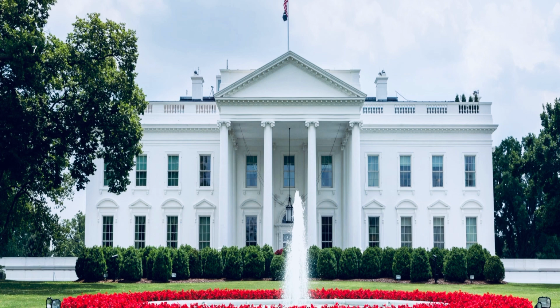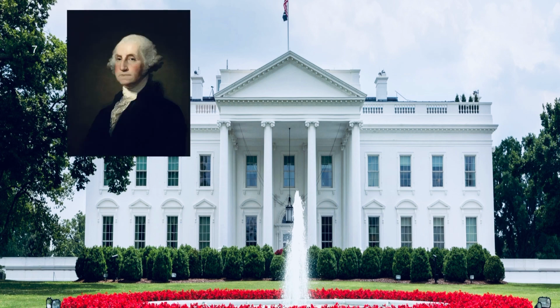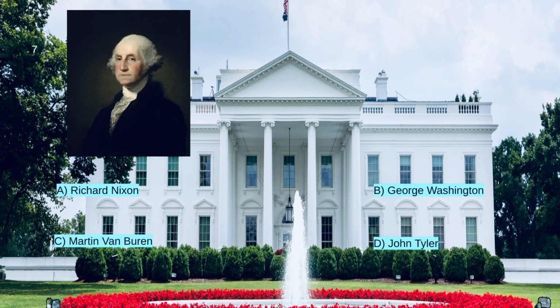7th question. Guess this president. Option A, Richard Nixon. Option B, George Washington. Option C, Martin Van Buren. And option D, John Tyler. Your time starts now to guess. The answer of this question is George Washington. He was the 1st President of the United States.